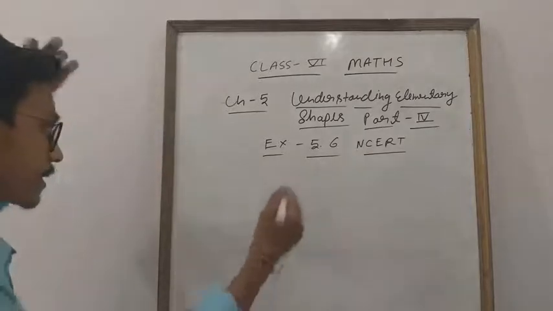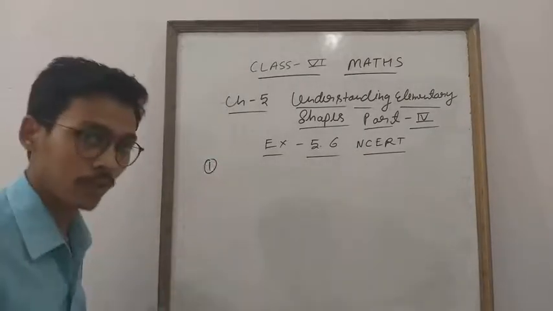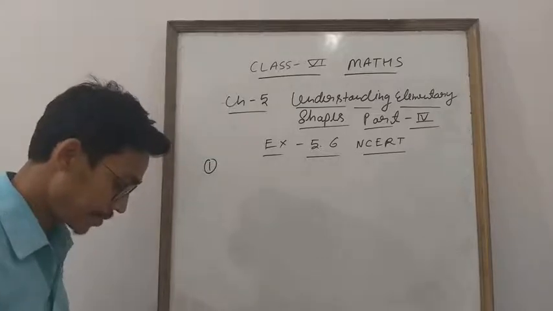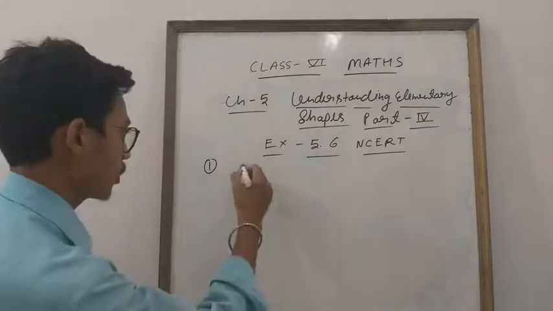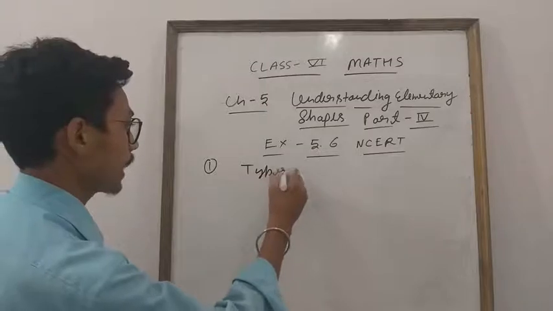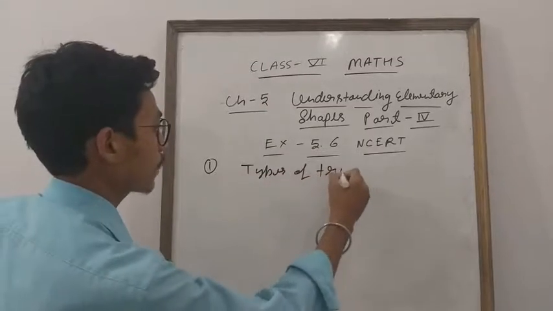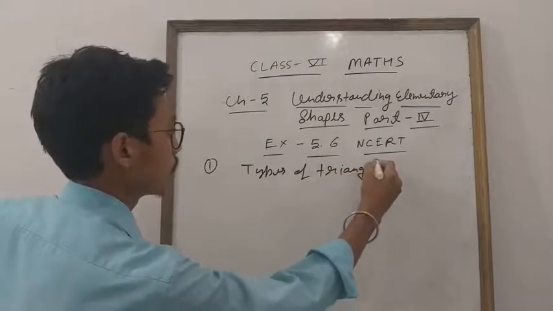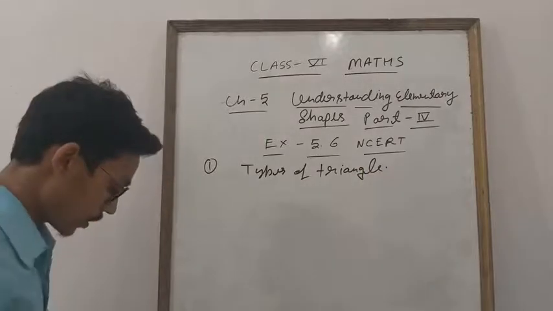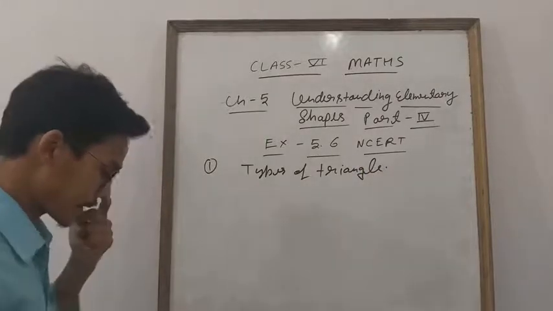So today we will discuss exercise 5.6, question number 1. Okay students, see, it is given: name the types of triangle. You have to write down the types of triangle. Okay everyone? So see students, the first question is given a triangle with lengths of sides.